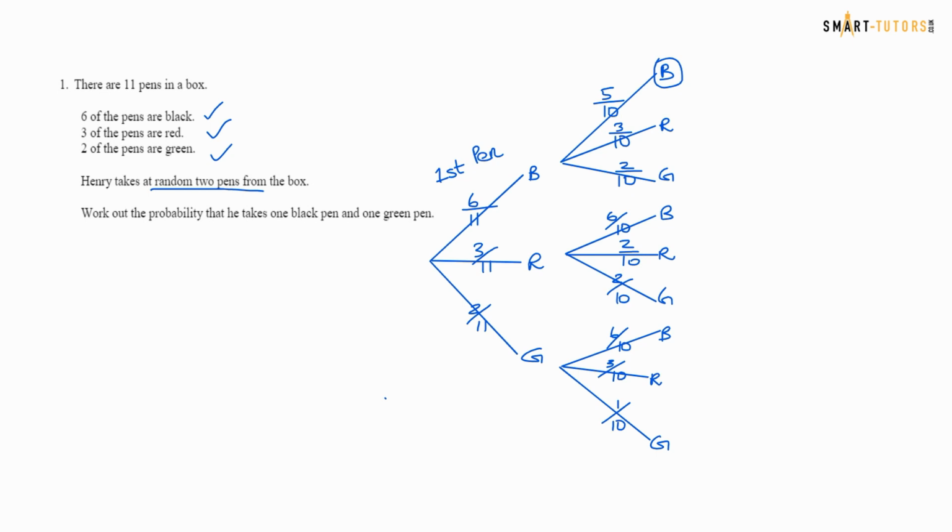Right? Work out the probability that he takes 1 black pen and 1 green pen. 1 black pen and 1 green pen means probability of 1 black pen and 1 green pen, plus probability of 1 green pen and 1 black pen. So the order is not a problem. So these are the 2 chances in which 1 black pen and 1 green pen can happen. Black and green is this one, and green and black is this one.